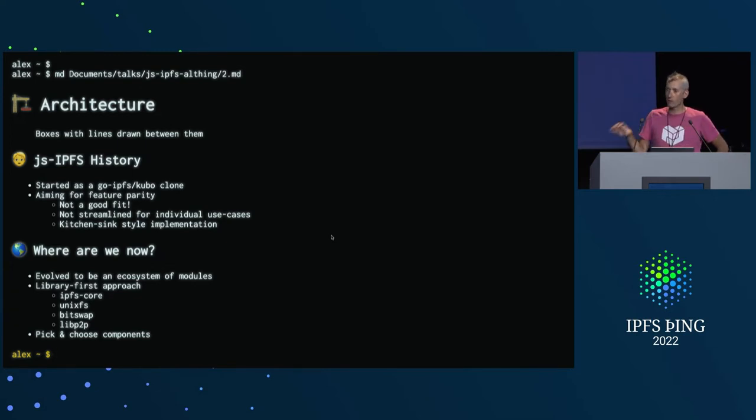So if you're running an in-process node as part of your application, you're not going to want a CLI. You're probably not going to want an RPC server. So those were stripped out, and you would just use IPFS core instead. UnixFS is reusable. It's being used by other projects outside of js-ipfs, the same with BitSwap. So you can basically pick and choose your components.